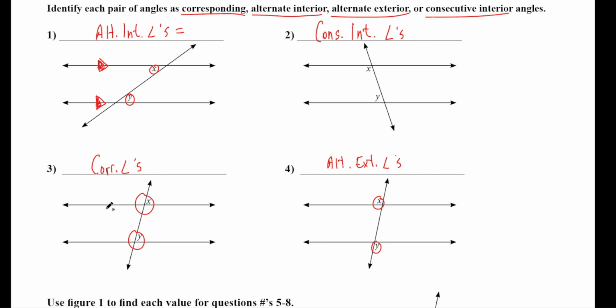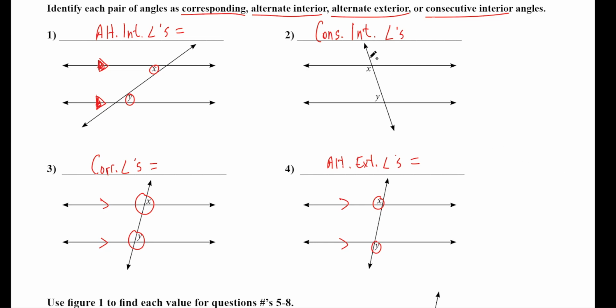Corresponding angles. If these lines were parallel, if I said that this and this were parallel, what would be true about the corresponding angles? They would be equal to each other. Let's try this again. Alternate exterior angles. What if I told you these two lines were parallel? What would be true about the alternate exterior angles? They would be equal to each other. So it looks like everything's equal, doesn't it? Well, it kind of looks like it, except for what?